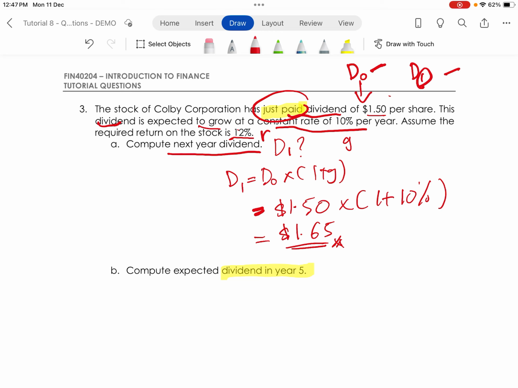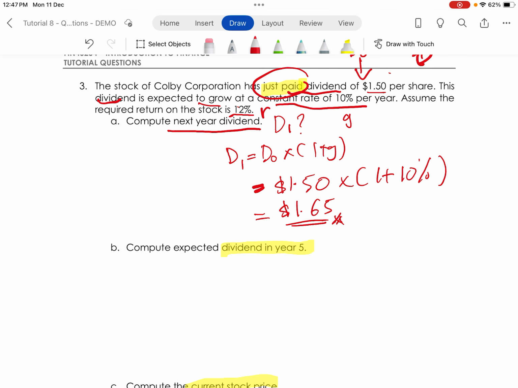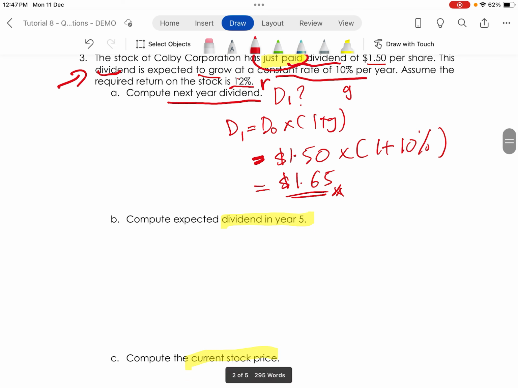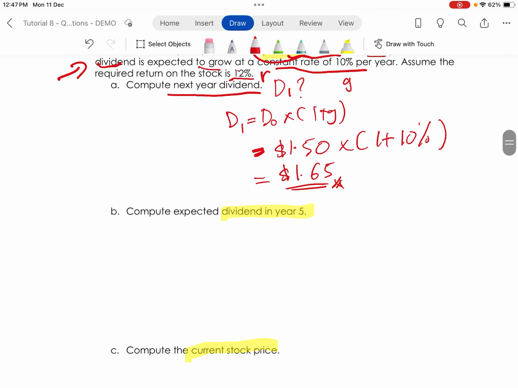After you calculate the next year dividend, the question can also ask, provided that you have the dividend growth rate, you can predict the expected future dividend. I'm talking about dividend, so don't confuse. We have the D, we also have the P. P stands for price, D stands for dividend.